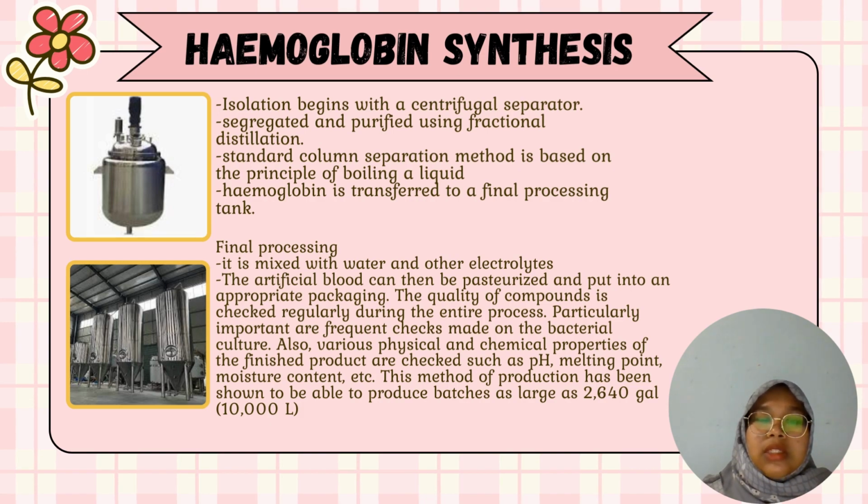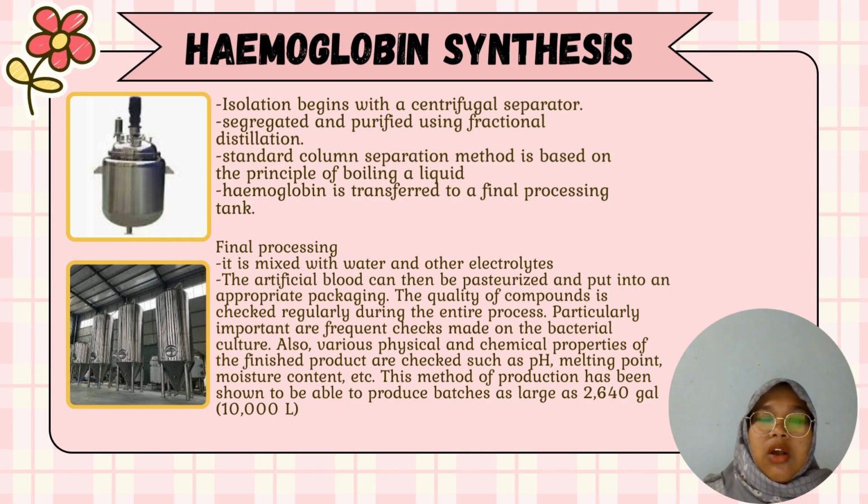Isolation begins with a centrifugal separator that isolates much of the hemoglobin. It can be further segregated and purified using fractional distillation. This standard column separation method is based on the principle of boiling a liquid to separate one or more components, utilizing vertical structures called fractionating columns. From this column, the hemoglobin is transferred to a final processing tank.